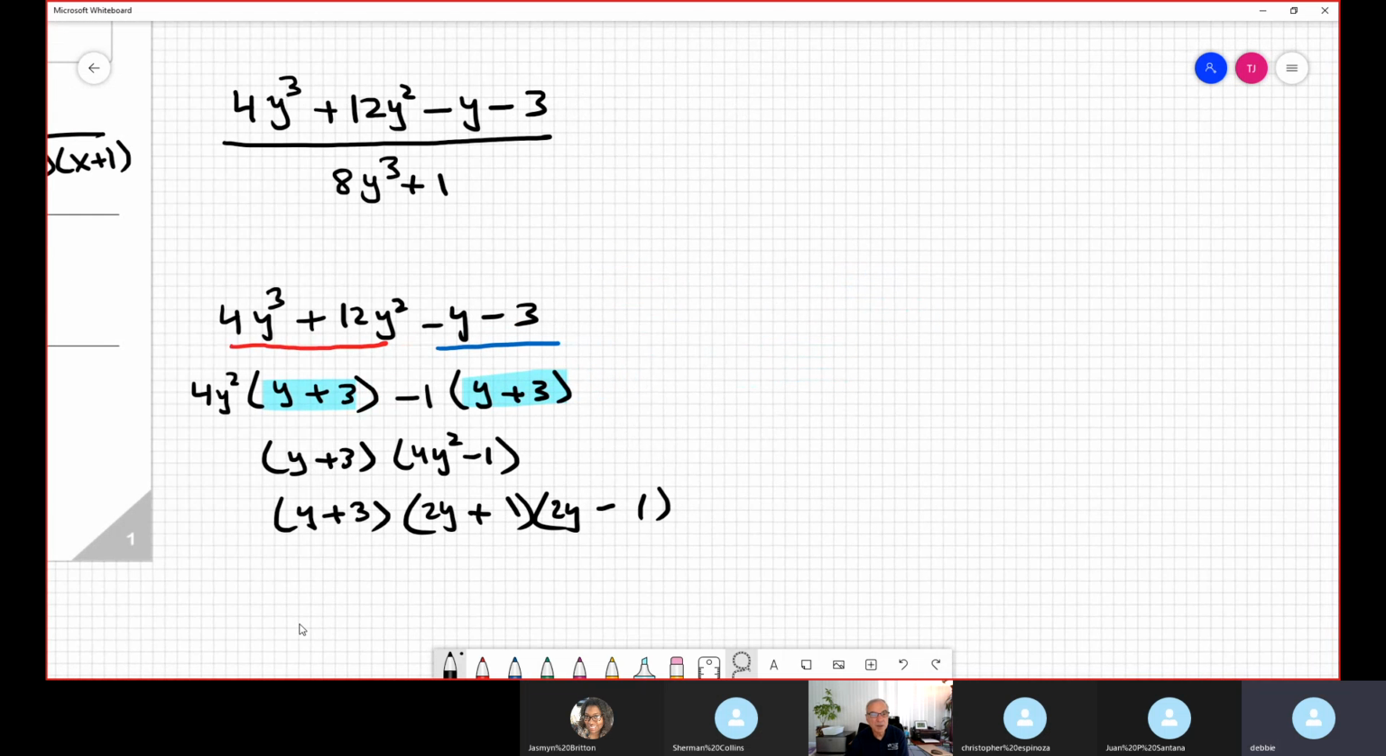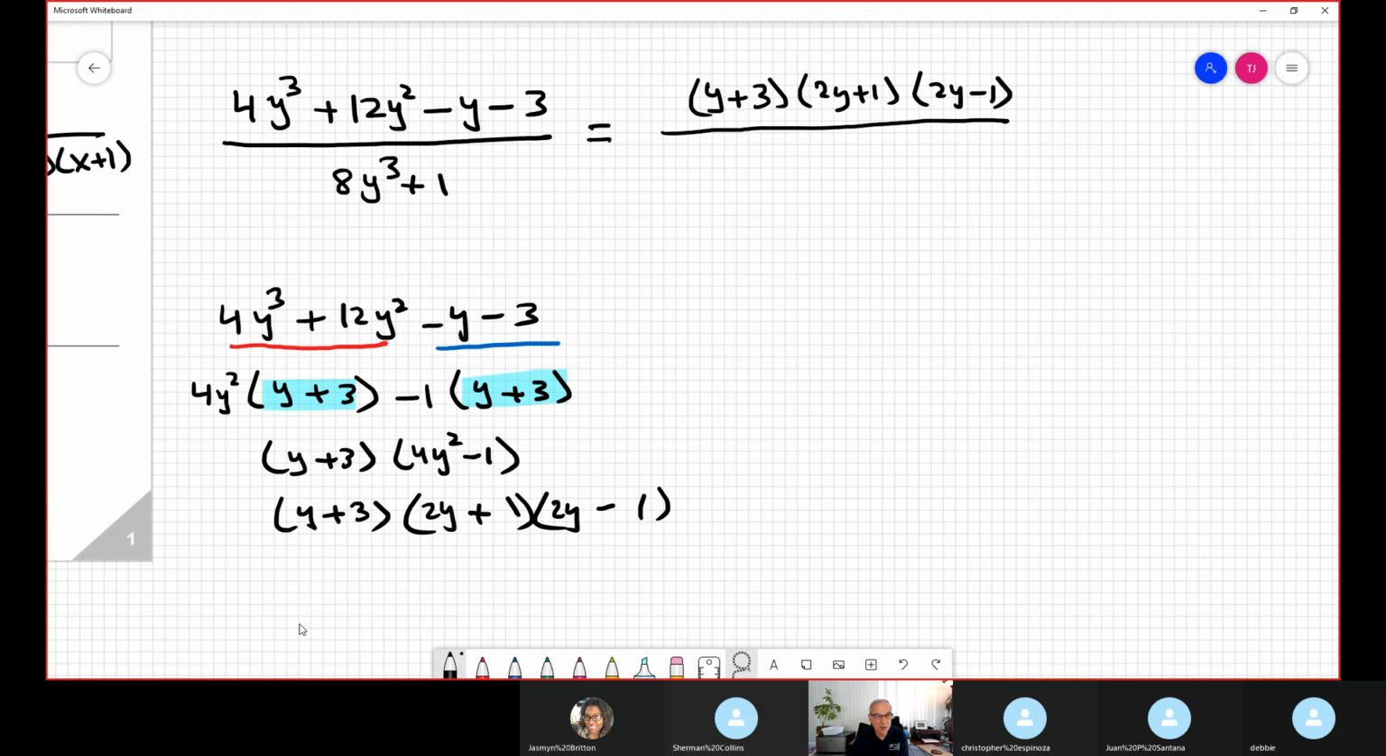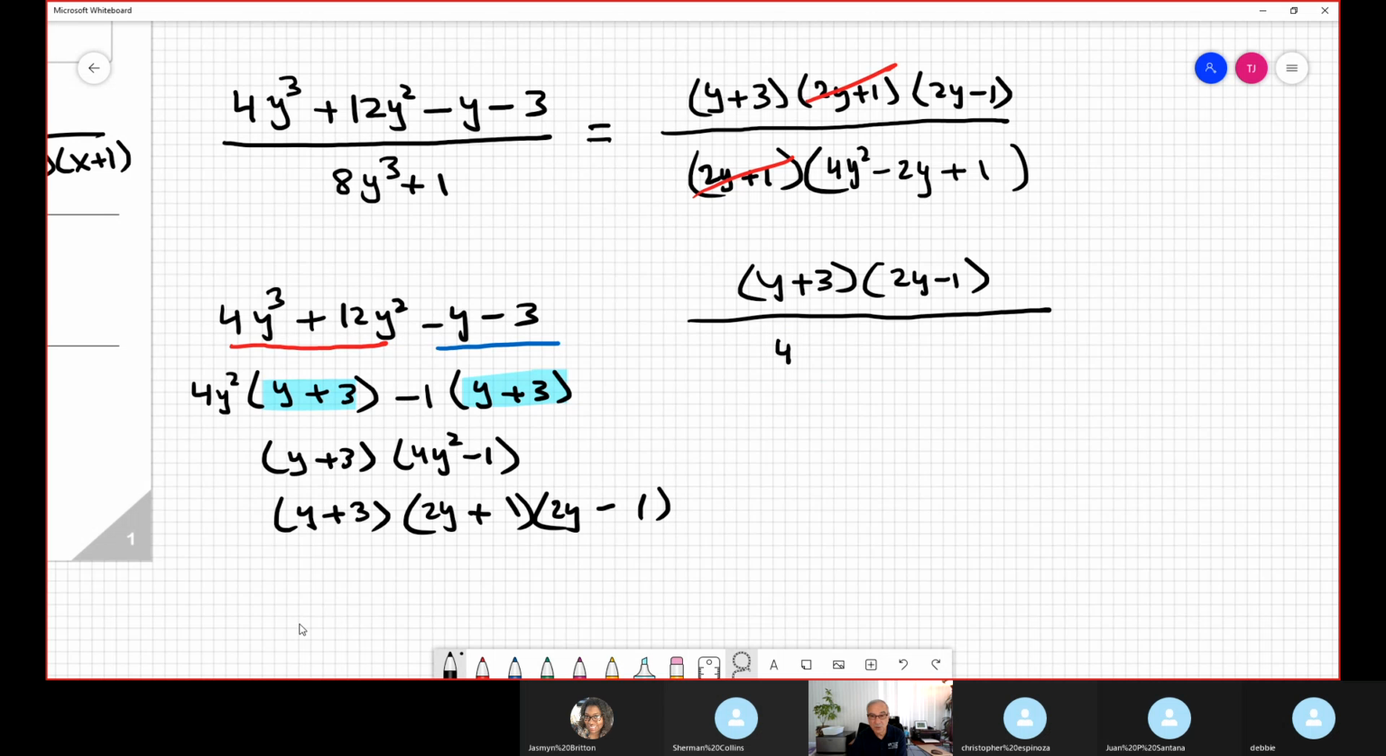Okay, I just copy: y plus 3, 2y plus 1, and 2y minus 1. And this one is a sum of cubes, and the factorization is 2y plus 1, because the cube root of 8 is 2, no? The cube root of 1 is 1. We have here the square of the first, 4y squared, minus 2y plus 1. Well, okay, the only common factor I see is 2y plus 1. This is my final answer. My final answer is y plus 3, 2y minus 1 divided by, and in the bottom it stays the same, 4y squared minus 2y plus 1. Don't do any more because it's impossible.